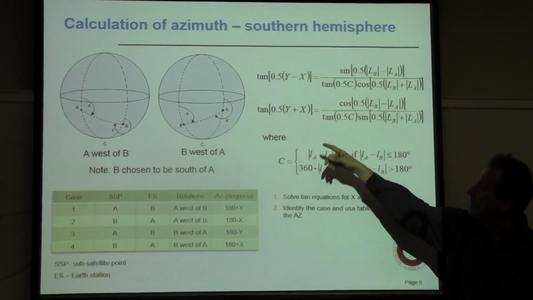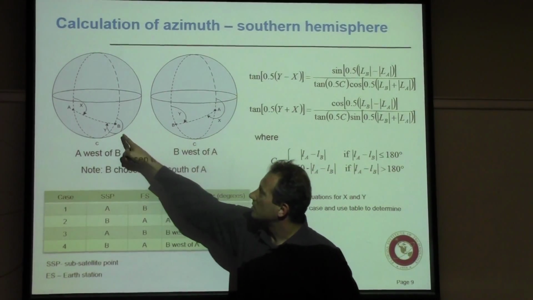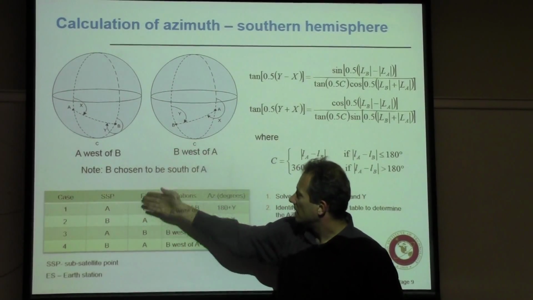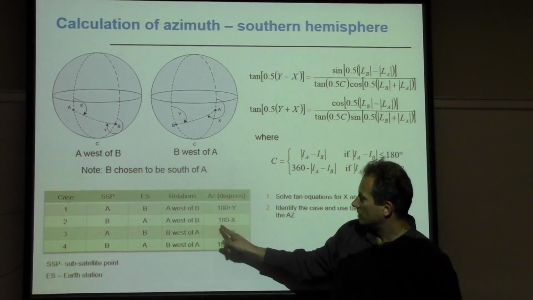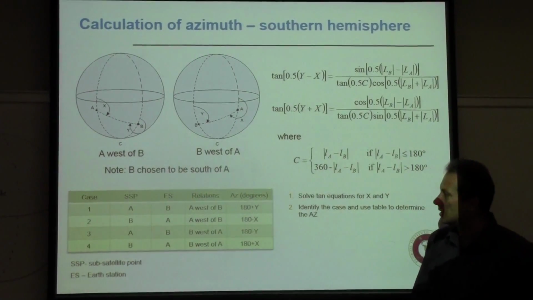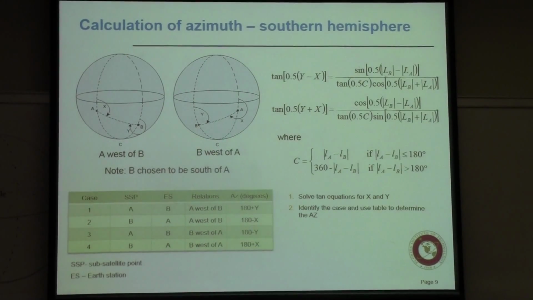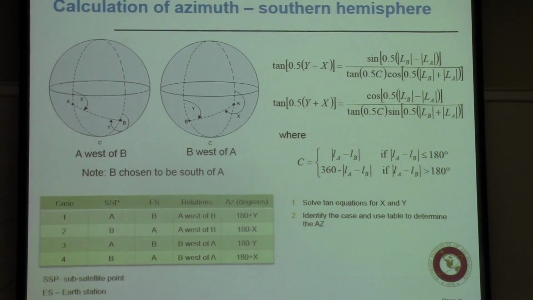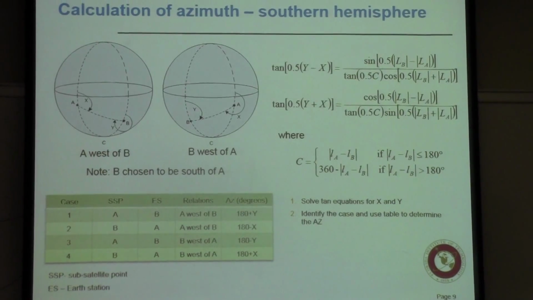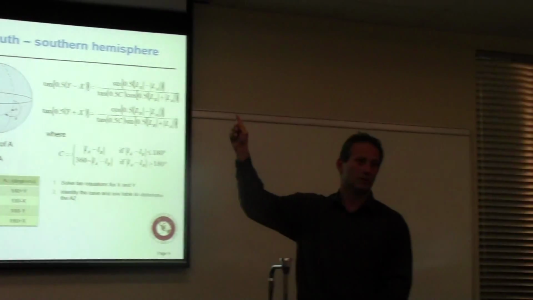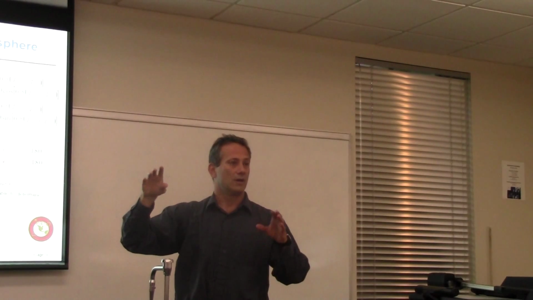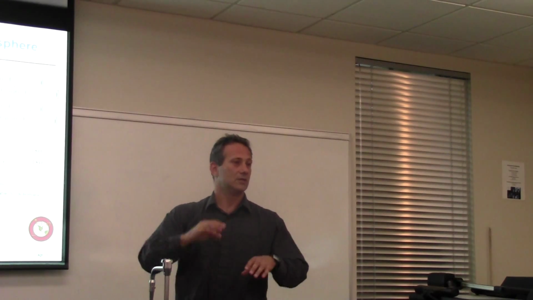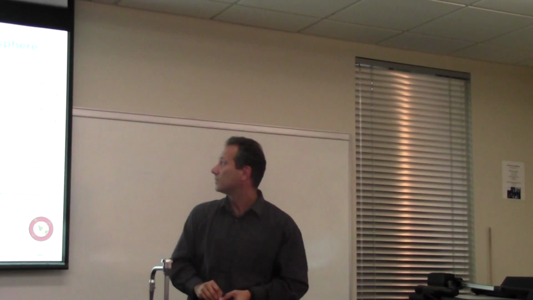Once you know x and y, then you can match your particular scenario to one of these cases, and you have 4 cases here as well. Depending on which case you end up with, you would calculate azimuth based on this last equation. Now the question is, what happens if one of the points is in the northern hemisphere and the other one is in the southern hemisphere? In that case, you use the equations for the northern hemisphere. So the northern hemisphere equations are good if at least one of the points is in the northern hemisphere, either the subsatellite point or the Earth station.